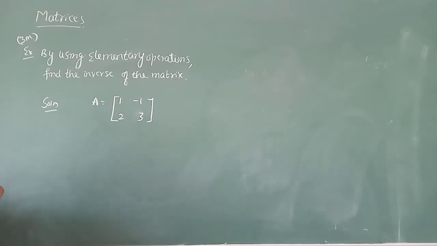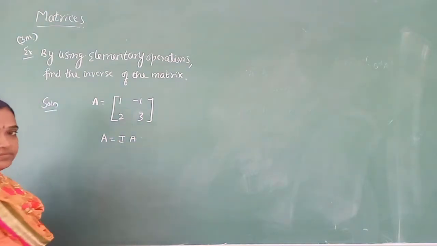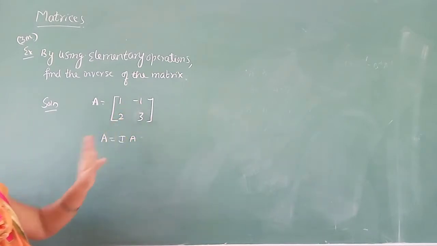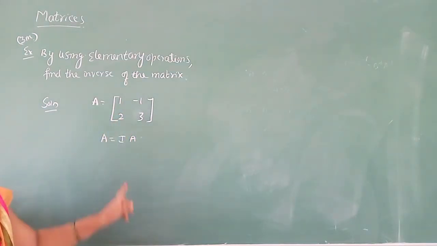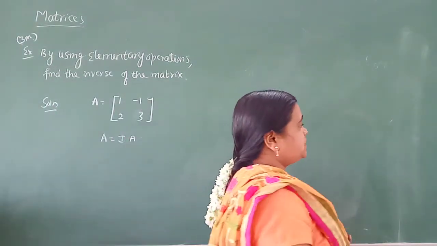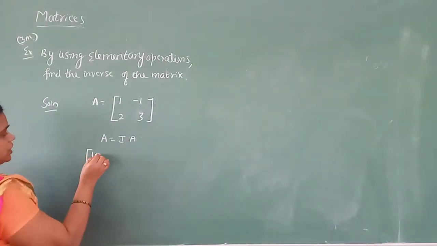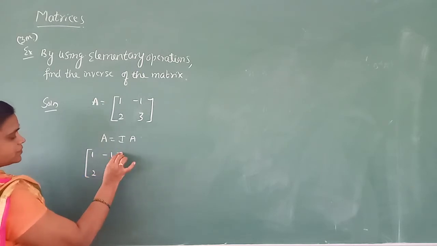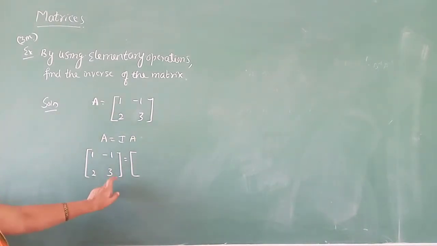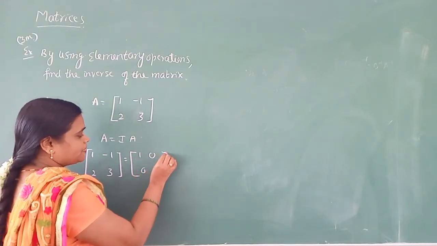For that, we will consider A is equal to IA. Everyone familiar? I into A, with I being 1 0 0 1. If you multiply, what will we get? We get this 1 minus 1 2 3. I becomes the identity matrix, so we can write A is equal to IA. What is our A? Our A is 1 minus 1 2 3. Remember that we always take the identity matrix of the same order. The given matrix is 1 0 0 1 into A.